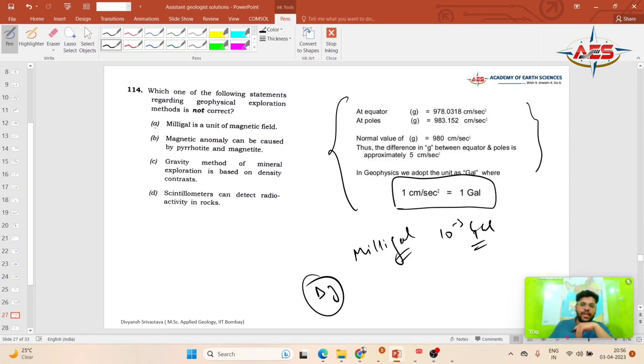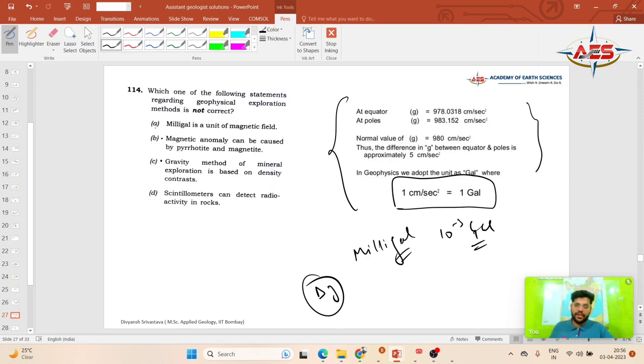Next, magnetic anomaly can be caused by pyrrhotite and magnetite. Pyrrhotite is an iron sulfide and magnetite is an iron oxide. So obviously, yes, it's a correct option. Gravity method of mineral exploration is based on density contrast. Yes, we have seen this thing. We measure density.